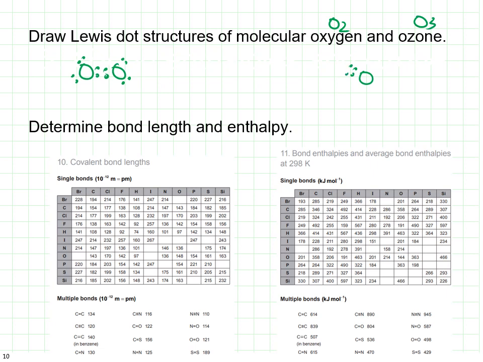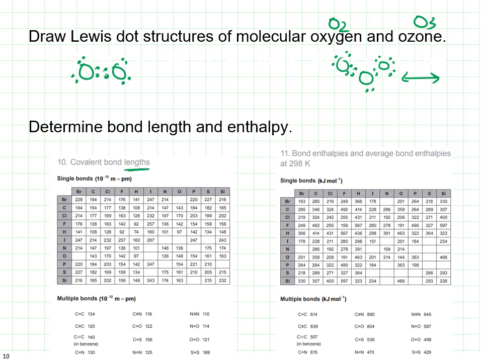So we've got some double bonding between our oxygens, but we also have a single bond on the other side in one of the Lewis structures. But of course, we've got some resonance, and so imagine that I'm drawing that with the double bond on the other oxygen. Determine bond length and enthalpies.